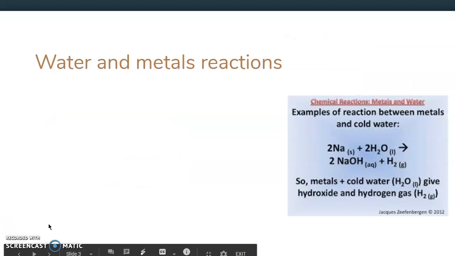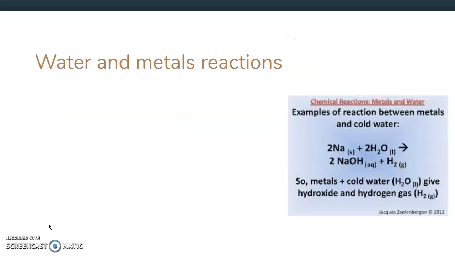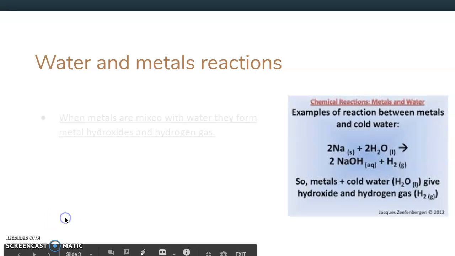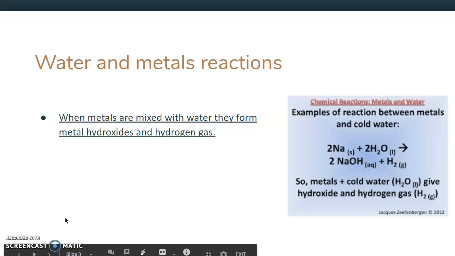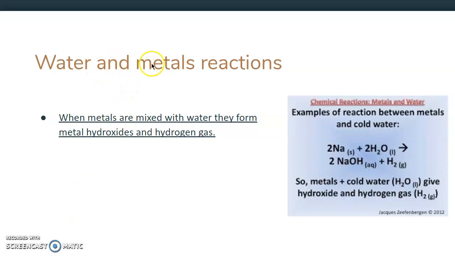So we're going to break down each type of reaction that we use to determine how different metals are more or less reactive, and then explain what happens and how we can use that to help us list and create our different series. So first off, we're going to be talking about water and metals reacting.